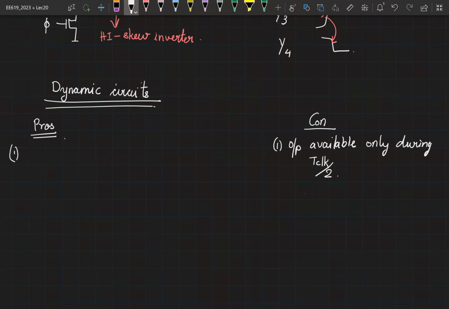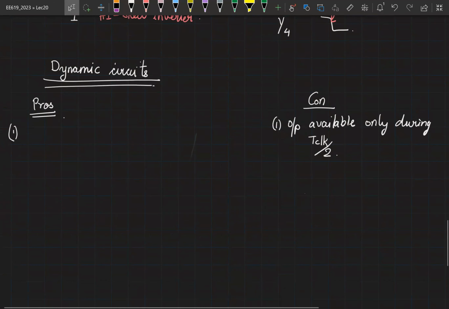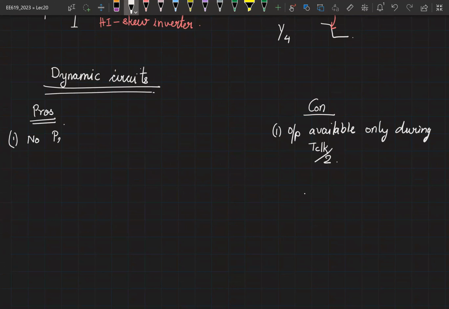What else? Does it have static power? It doesn't have static power, right? What about the logical effort? Its logical effort is smaller. What comment can you make about the parasitic delay compared to CMOS, complementary static CMOS logic? Why is it smaller? Correct. So the logical effort is smaller. The parasitic delay is also smaller.